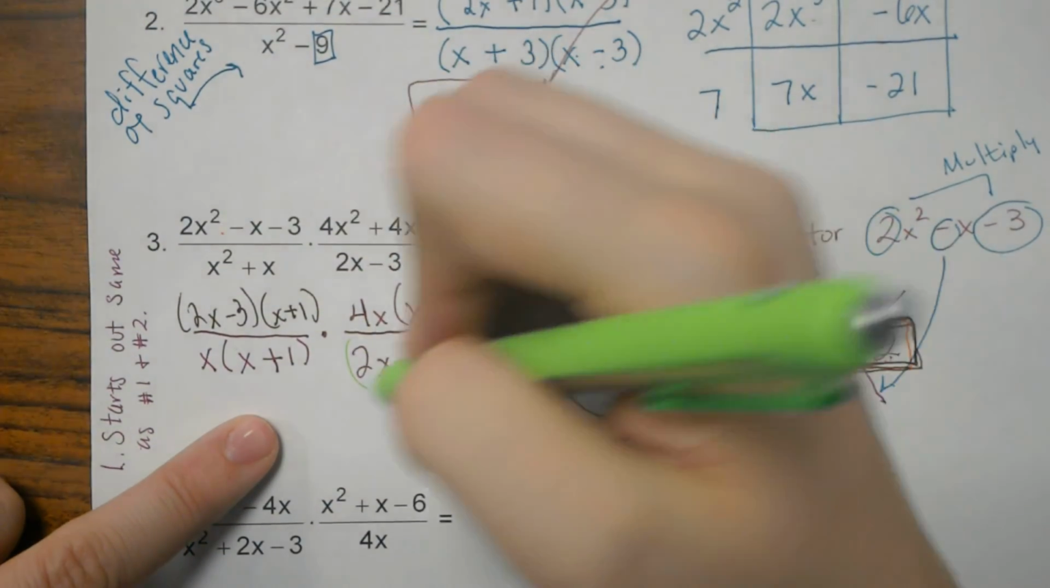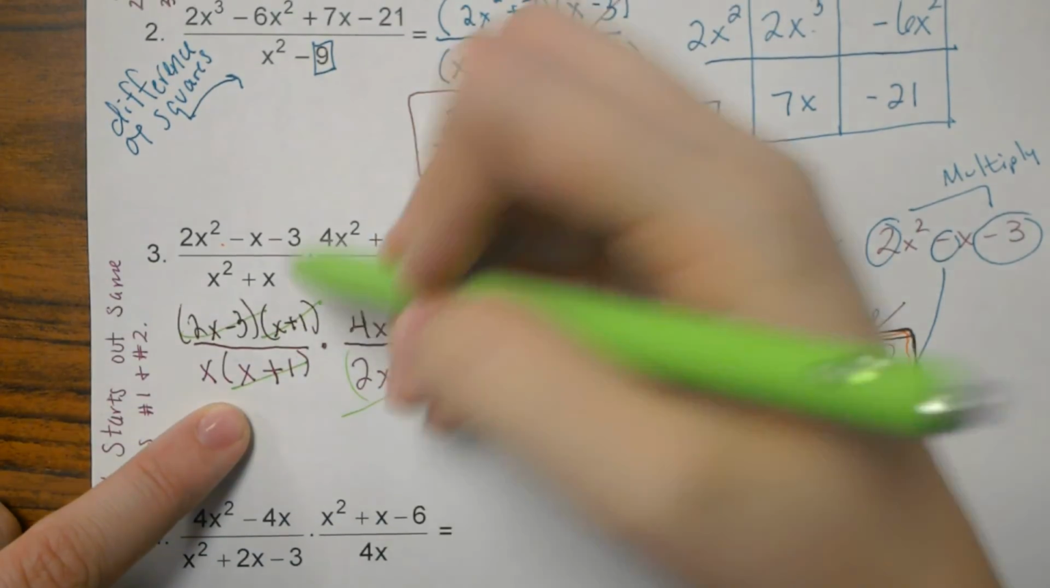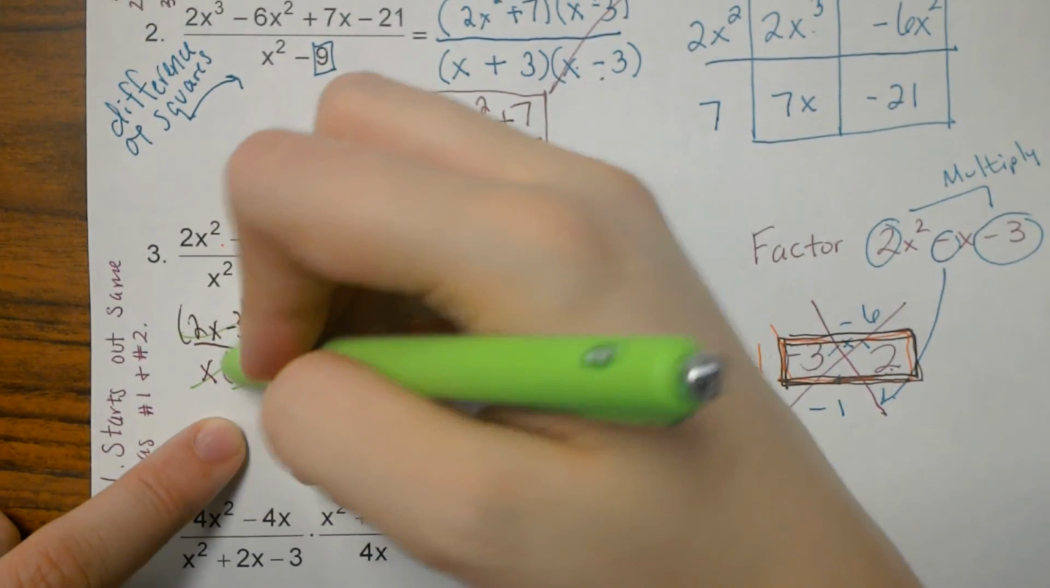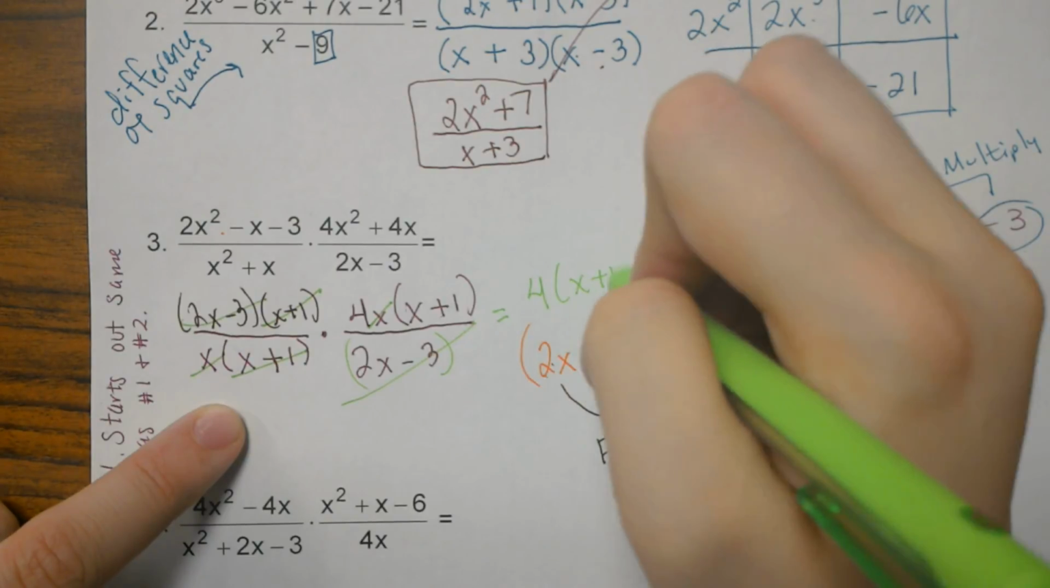So 2x minus 3, and then only one of my x plus 1s. I'm going to have one left over, and x is gone. So I have 4 x plus 1.